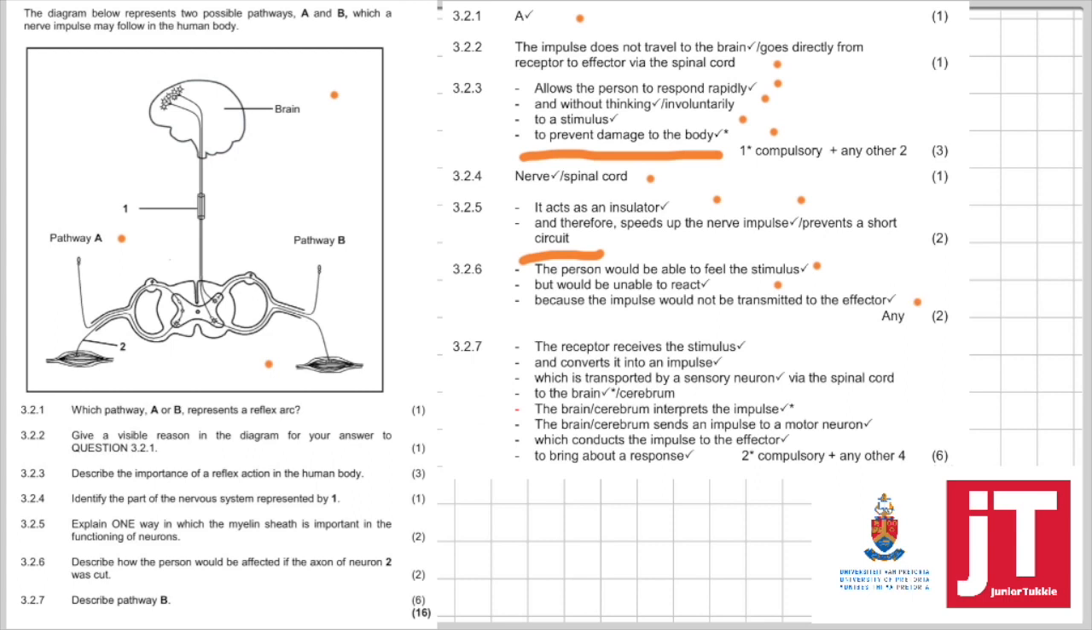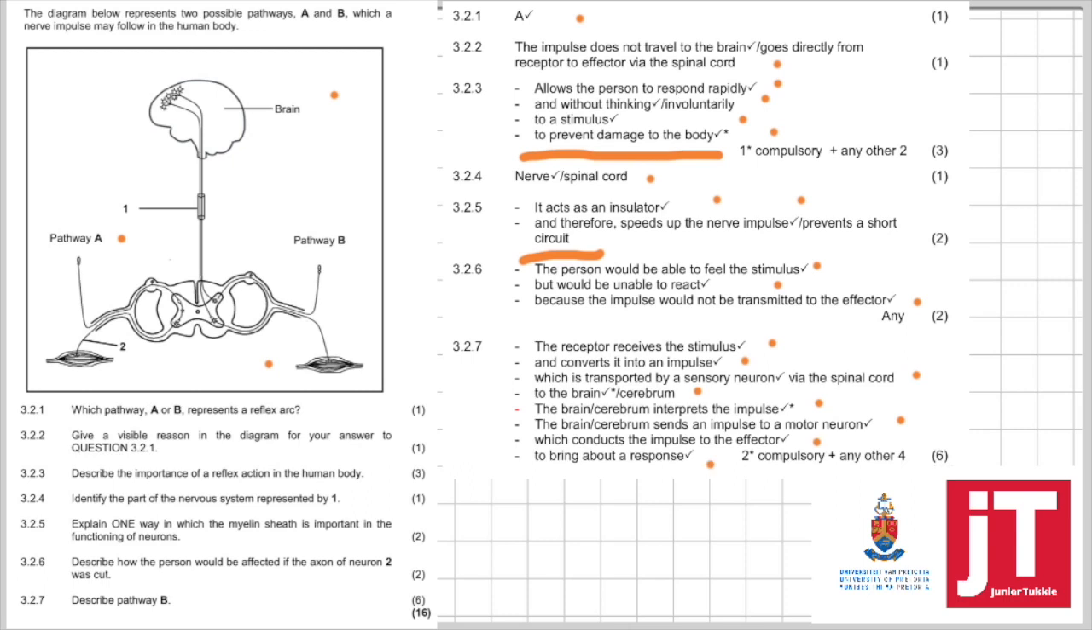3.2.7. Describe path B. That's a nice question, very nice. So the receptor receives the stimulus, converts it into an impulse, which in the picture you can see is transmitted via the sensory neuron to the spinal cord, and then it goes to the brain or the cerebrum for interpretation. Then the brain sends the impulse to the motor neuron. Can you see that? Which conducts the impulse, transmits the impulse to the effector to bring about response.